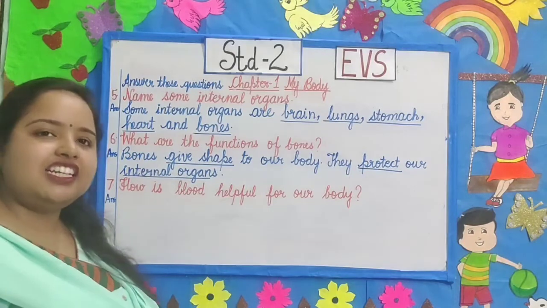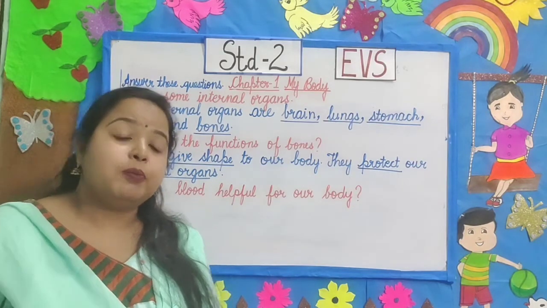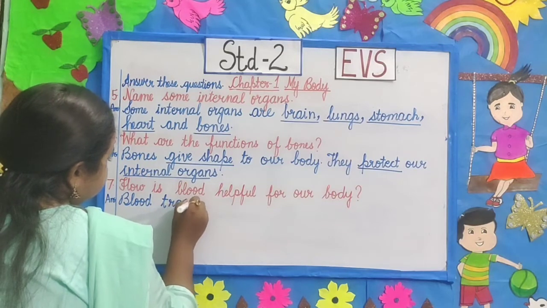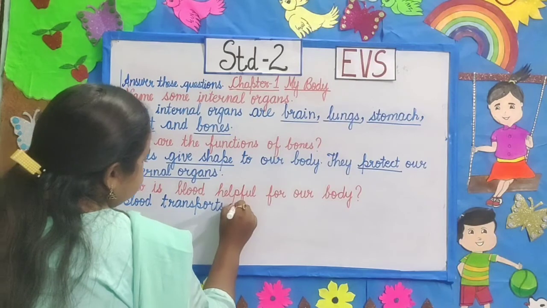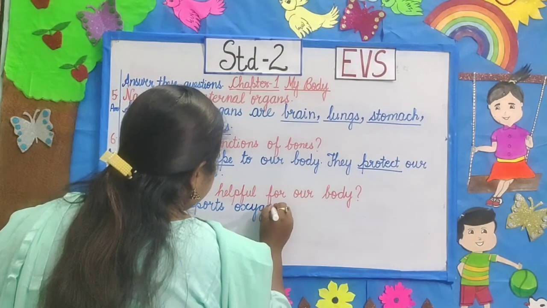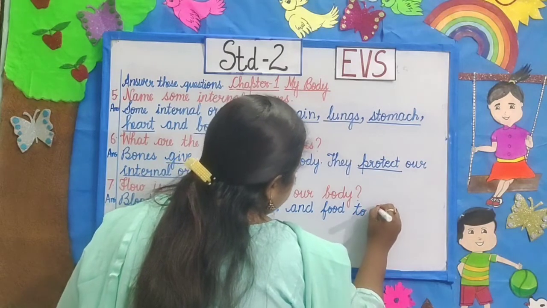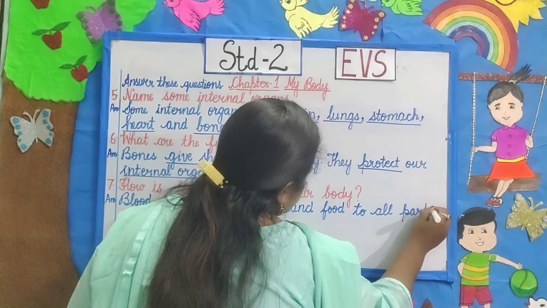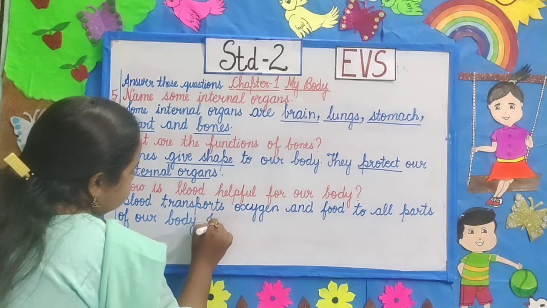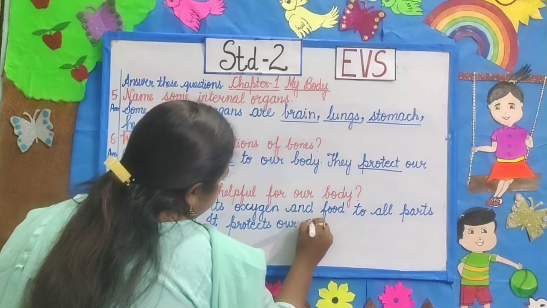Next question. Question number 7. How is blood helpful for our body? So, what will be the answer, children? Yes, blood transports oxygen and food to all parts of our body. It protects our organs.